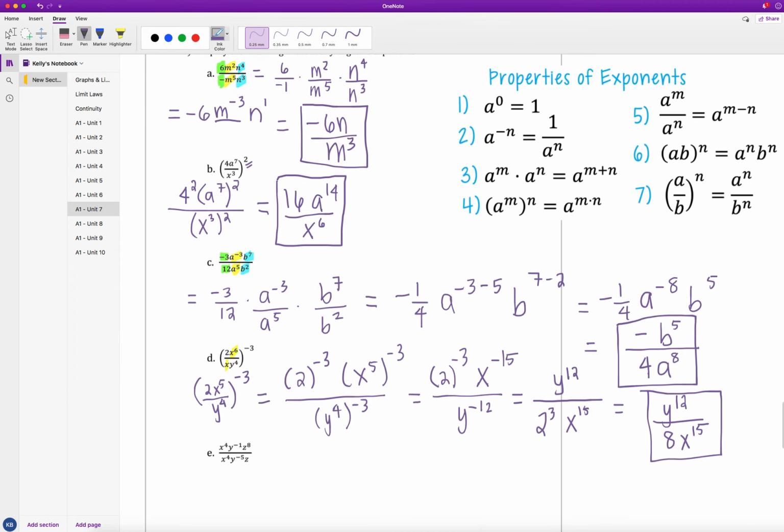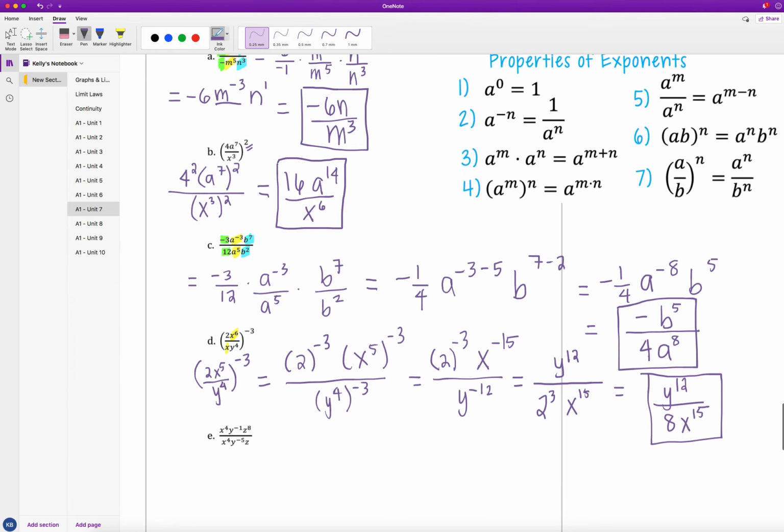Okay, let's scroll down and get enough space for part E. Why don't you guys pause the video and do part E on your own first? So again, in part E, I got quite a few moving pieces. I have x's on top and bottom, I've got some y's on top and bottom, and then I also have some z's now. So we've got 3 different types of bases. So that means I can group each one together.